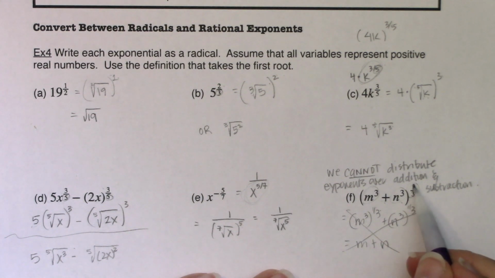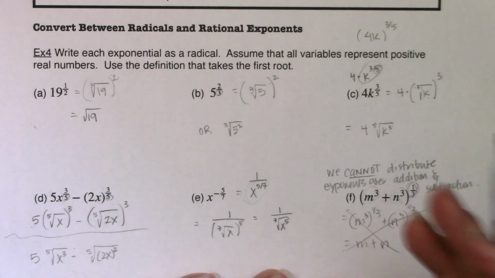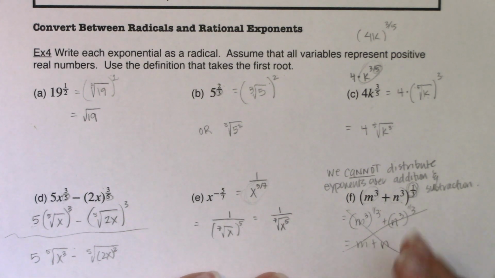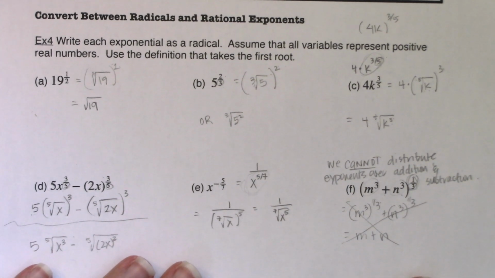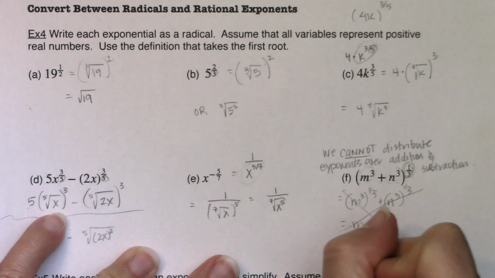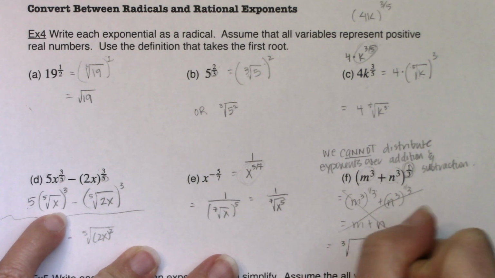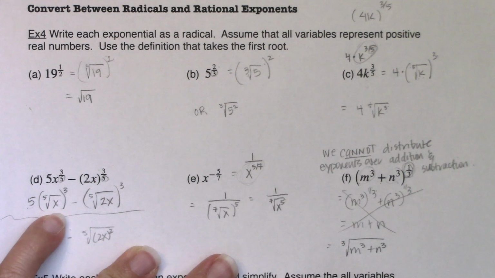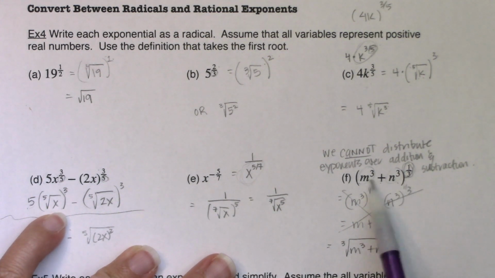What I can do is treat this, because I need to get it into radical form. Well, if I see that 3 in the denominator, let me scooch this up just a bit so I have a little bit more space, that is a cube root, and then I can write m cubed plus n cubed here. But that's all you can do. Again, I want to be super clear. You cannot distribute this exponent over this addition.